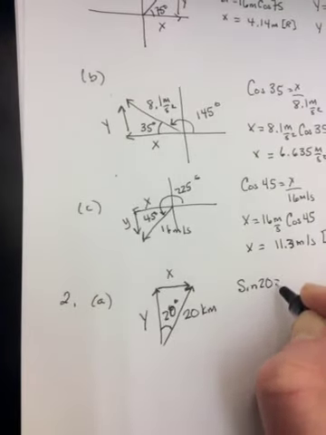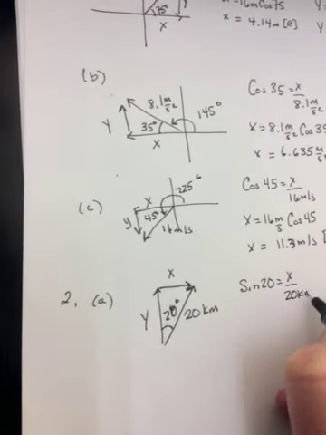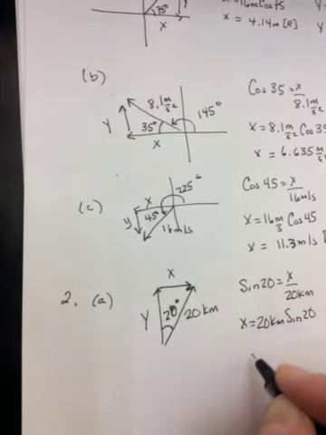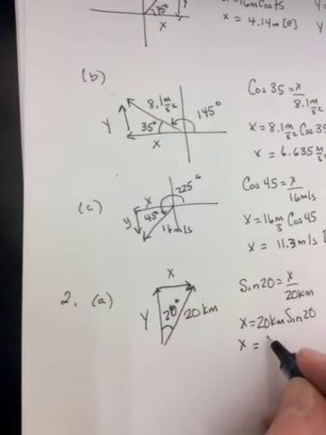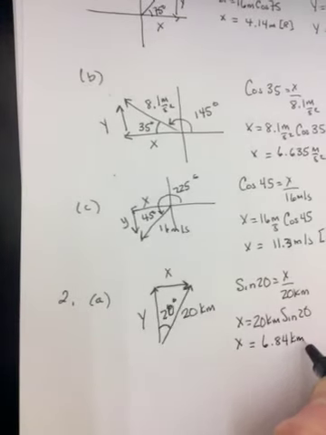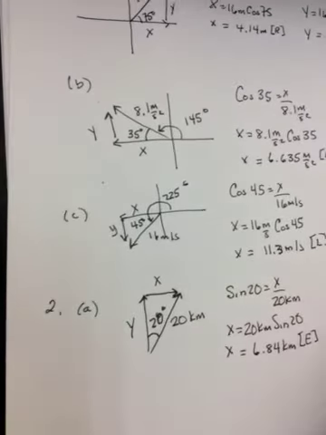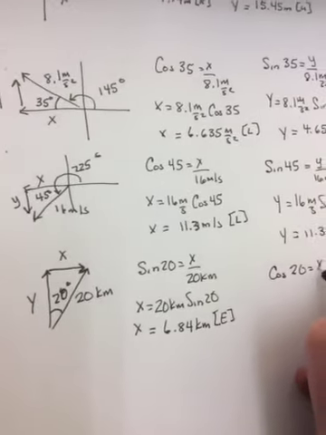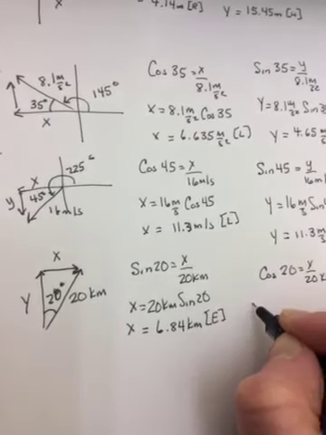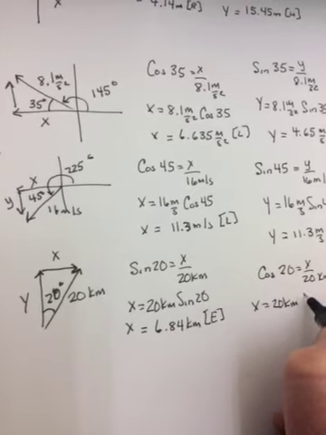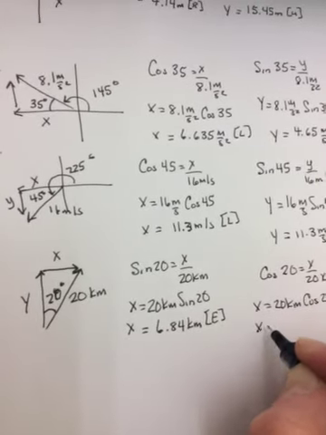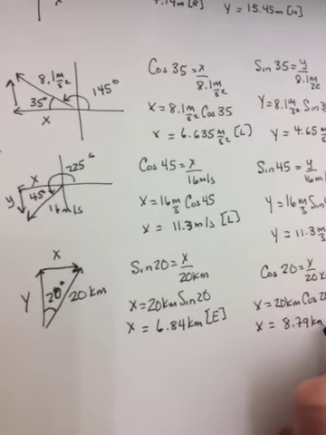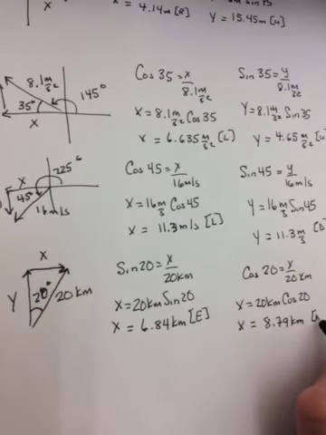So sine of 20 will equal x over 20 kilometers. So x will equal 20 kilometers sine of 20, x will equal 6.84 kilometers. And now I can use east because they're using east. And y should be cos. So cos of 20 equals y over 20 kilometers. Y will equal 20 kilometers cos of 20. Do the math. Y should equal 18.79 kilometers, and it is going north.